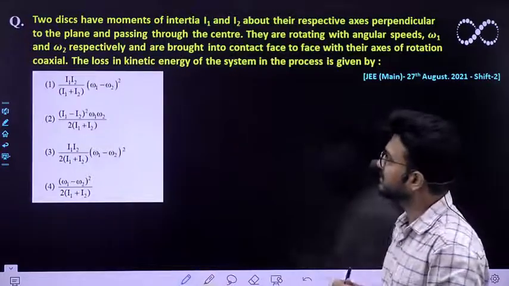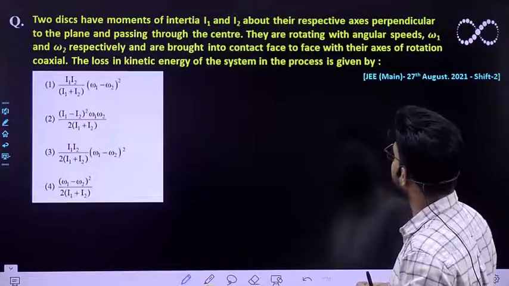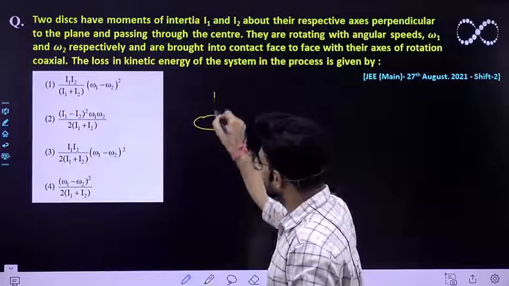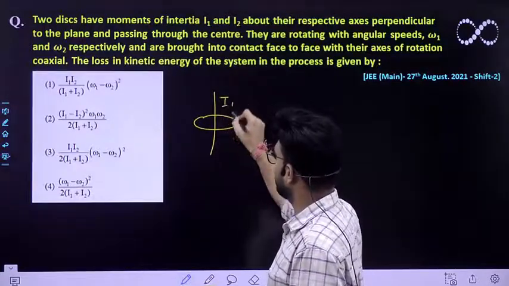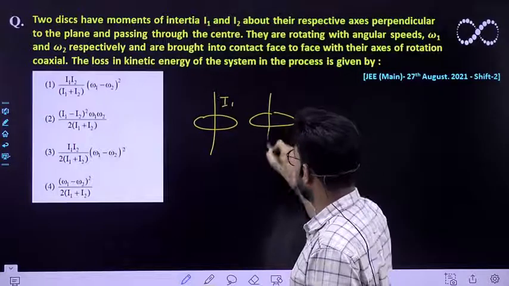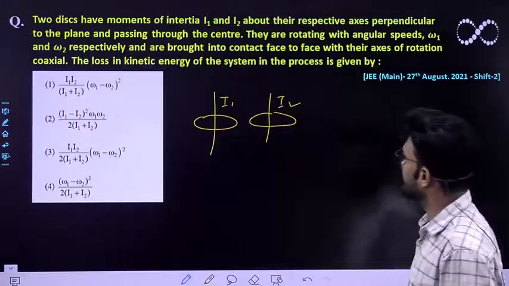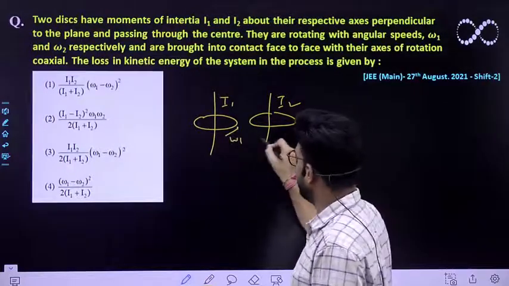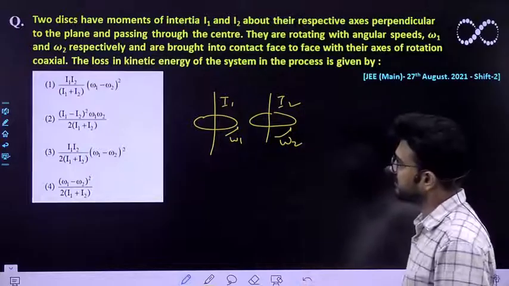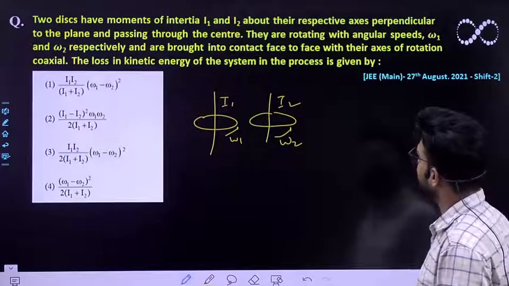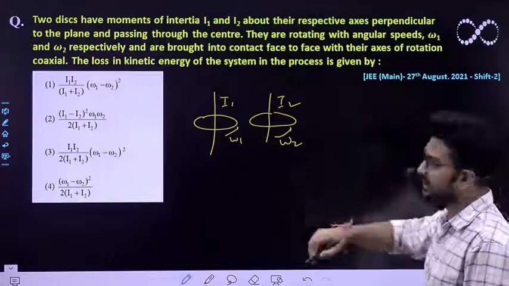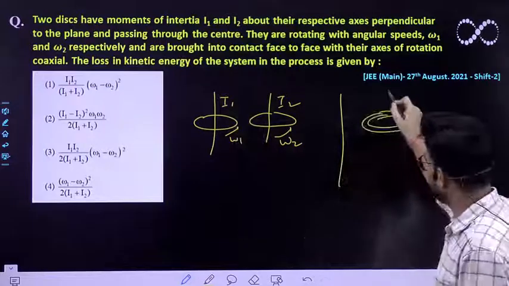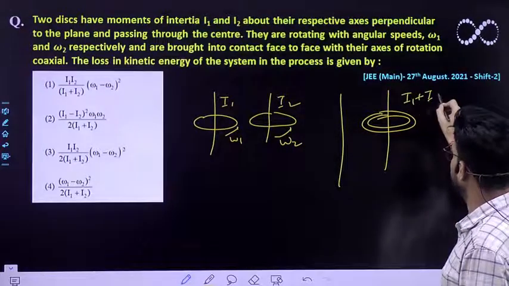Question says, two disks having moment of inertia I1 and I2 about their respective axis perpendicular to plane and passing through the center. So that means you have been given two disks, its moment of inertia is I1 and second moment of inertia is I2, about its perpendicular axis. So they are rotating with an angular speed of omega 1 and omega 2 respectively, and are brought into contact face to face with their axis of rotation coaxial. So that means they are just like this. They have been put upon one another, so that its moment of inertia is I1 plus I2.